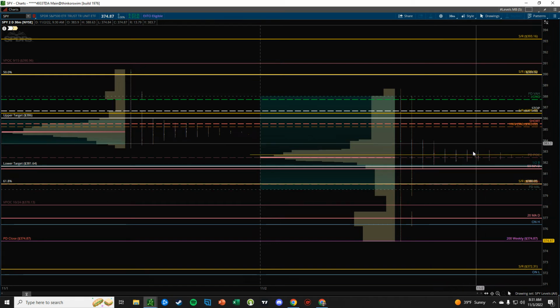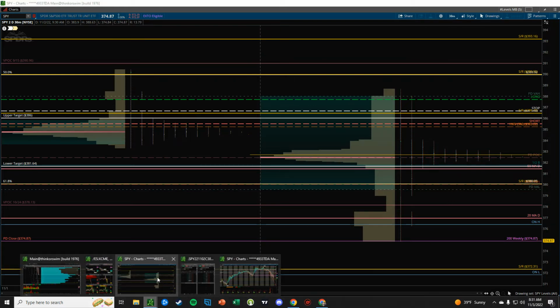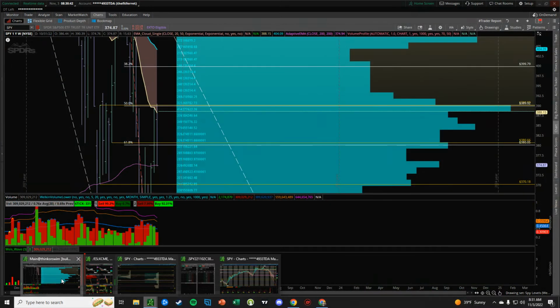So that way it's accessible to me. I can see it, and there's a quick reference, and I don't have to flip back to a longer term chart because I already kind of know what that looks like for the day. All right, so we got our weekly moving average. That's going to be important to us today.